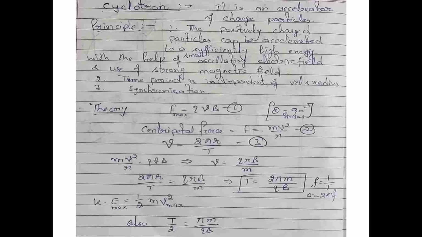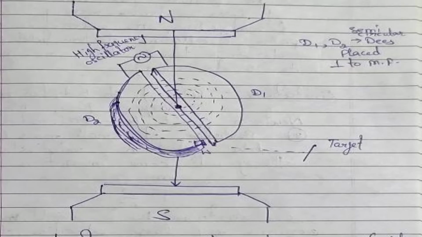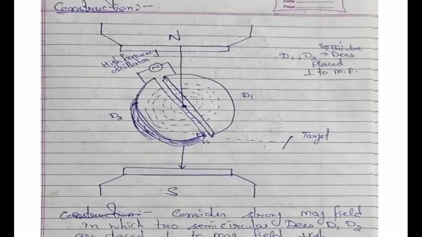Why half of the time period? Because in the construction we have considered 2 Ds. We have synchronized the motion of the charged particle so that it spends time T by 2 in one D, and that will be the frequency set in the high frequency oscillator. Consider 2 Ds perpendicular to the magnetic field. These Ds are semicircular and hollow from inside. Connect the high frequency oscillator to these 2 Ds. And what happens? Now discuss first of all the construction.